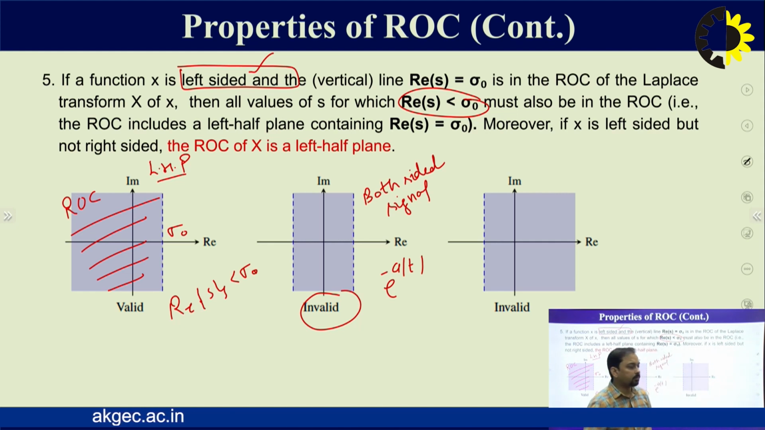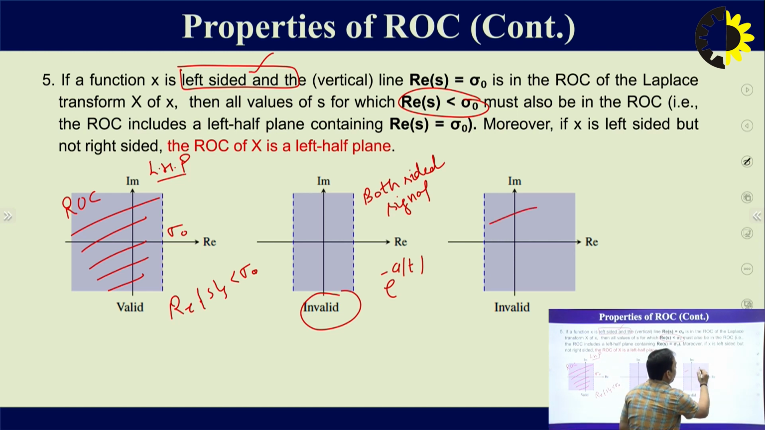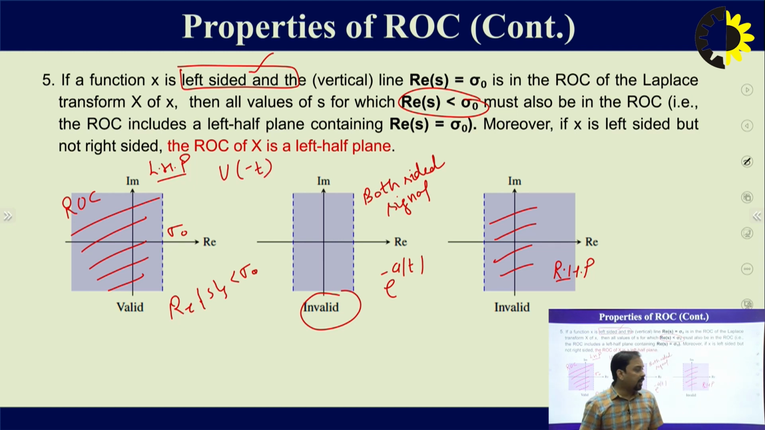The third case: we can clearly see that this is somewhat lying in the right half plane, and we are aware that the signal is a left sided signal, meaning this signal is somewhat u of minus t type, which is left sided. So definitely this ROC signifies that the signal corresponding to this type of ROC is basically a right sided signal. So if it is a right sided signal, then this is true, but naturally we are talking about the fifth property, which is for the left sided signal. So this has to be an invalid ROC.